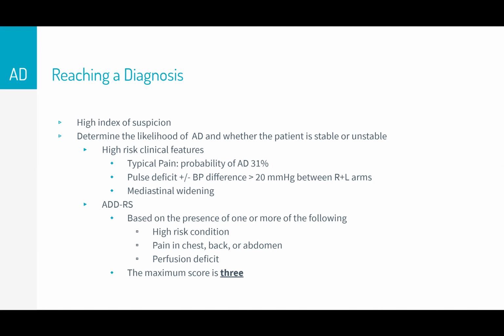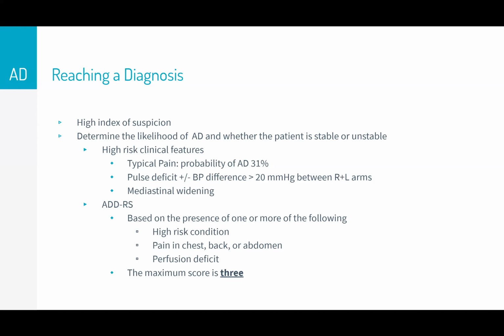Because most of the differential diagnoses are very similar to the presentation of aortic dissection, and the management of these differentials, like myocardial infarction and pulmonary embolism, involves things that could exacerbate aortic dissection. We would manage MI and PE with anticoagulation and thrombolytics, and these could propagate the dissection. So it's very important to diagnose an aortic dissection.